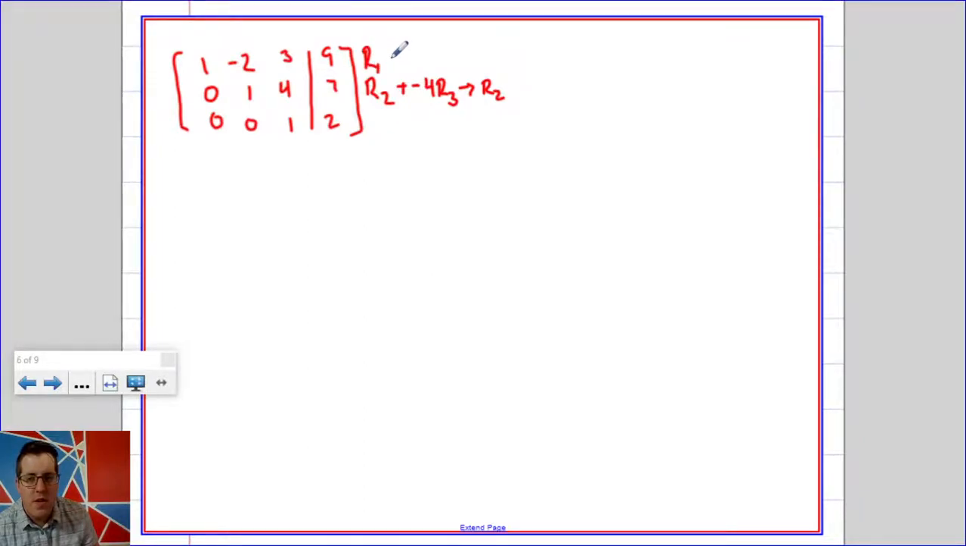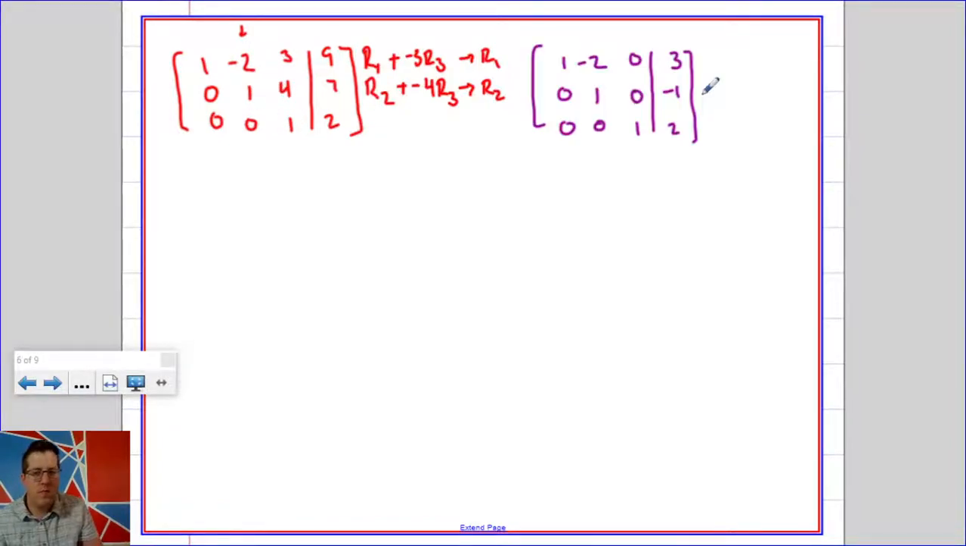In row 1, I can add -3 row 3. And while I will still have some y's in there, that'll be okay because I'll be isolating y in the second row. So there's that work. And now I can just add row 1 plus 2 row 2, and that will cancel out the y's in the top row.